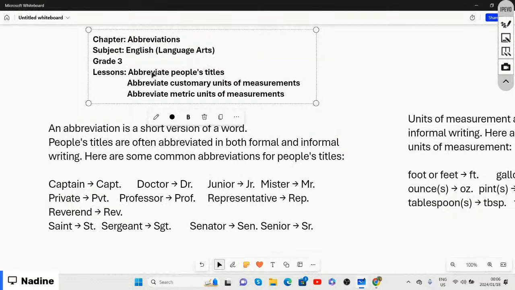And the lessons that we are going to be focusing on under the chapter of abbreviations are to abbreviate people's titles, also to abbreviate customary units of measurements, and we're also going to abbreviate metric units of measurements.